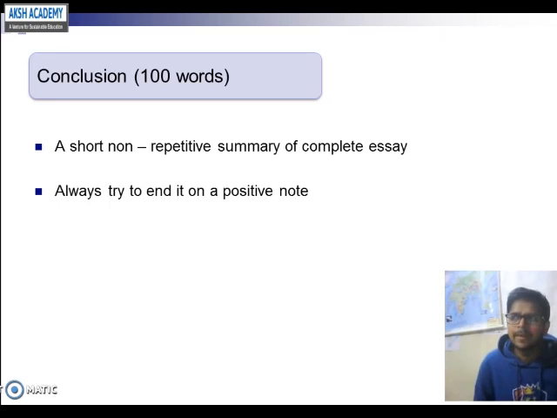With a ray of hope, or a positive approach which will help in finding the solution to the problem, or a bright future, these kinds of things.